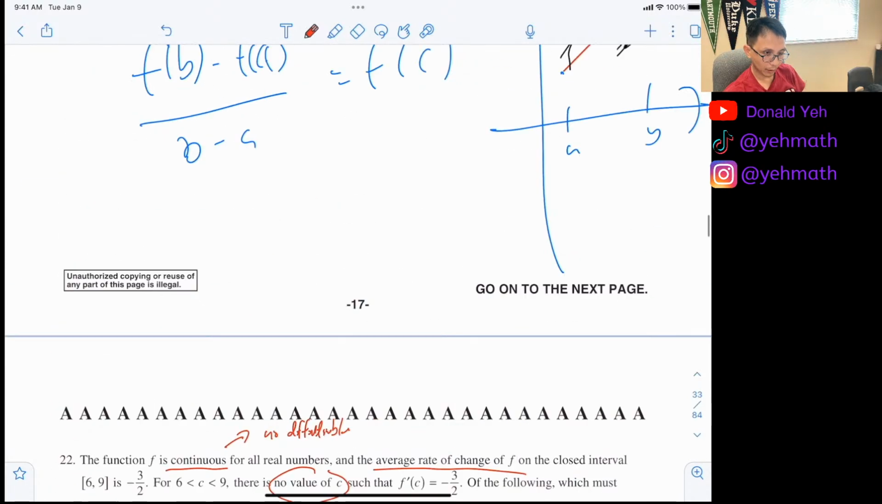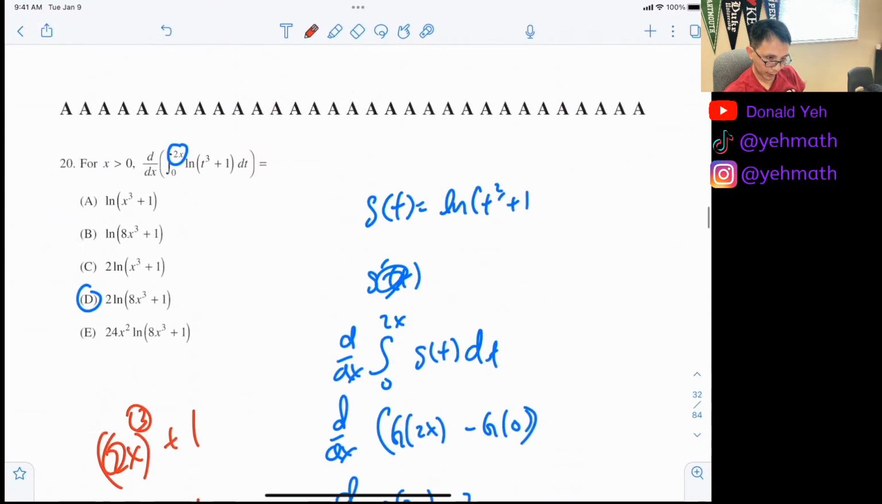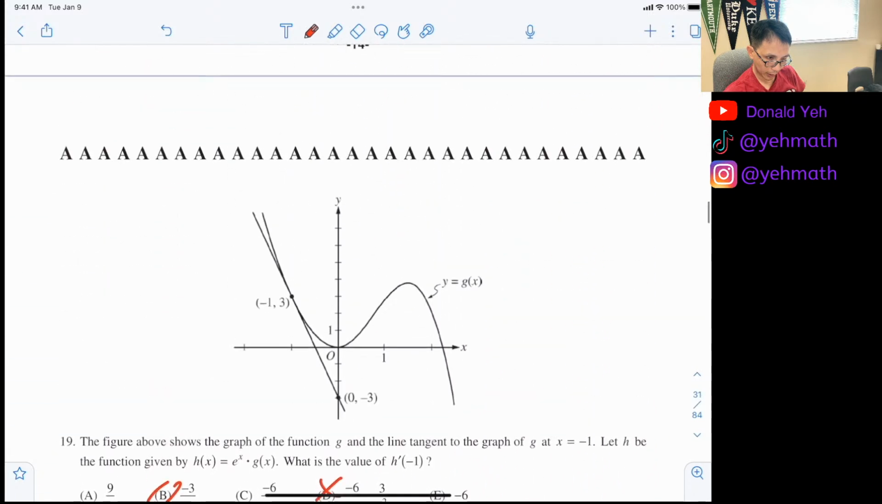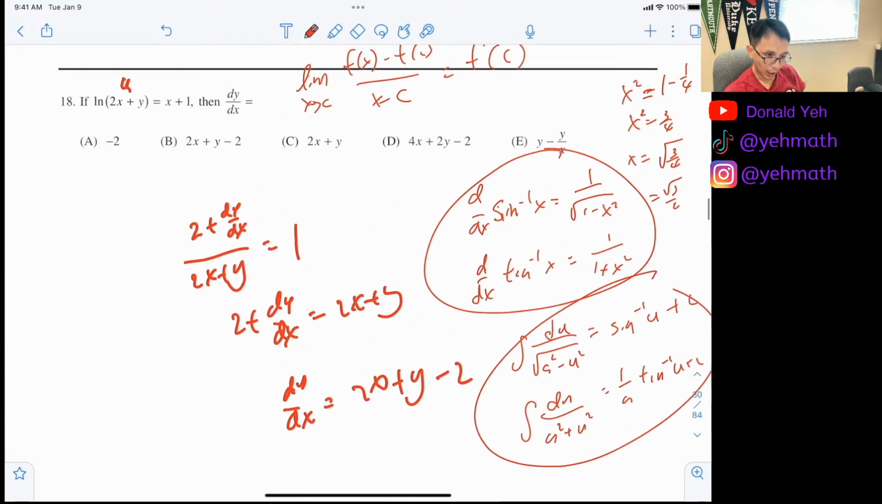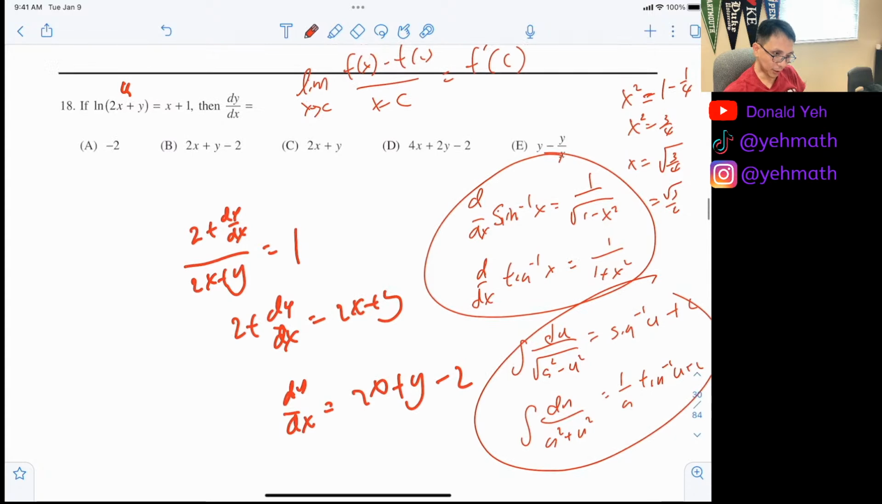18, sure. 18 is right here. I just take a derivative of this, so it's u prime over u. But it's implicit. If I take a derivative of the 2x, it's going to give you 2. If I take a derivative of y, it's dy dx. Now remember, this whole thing is u, so it's u prime over u.